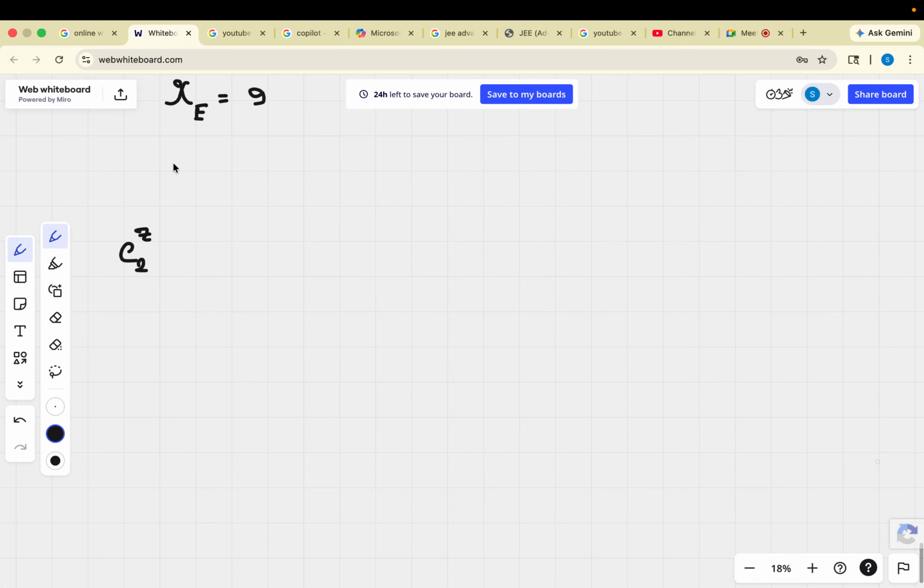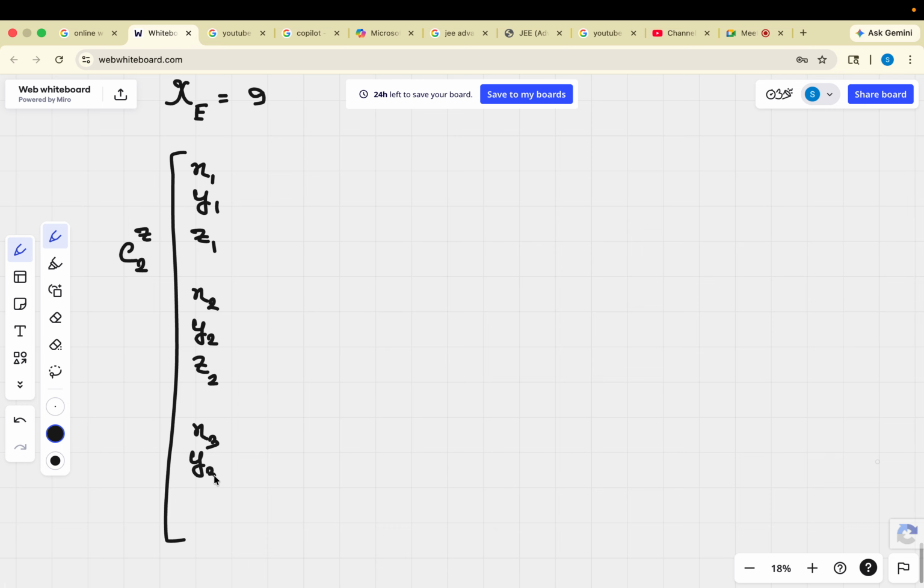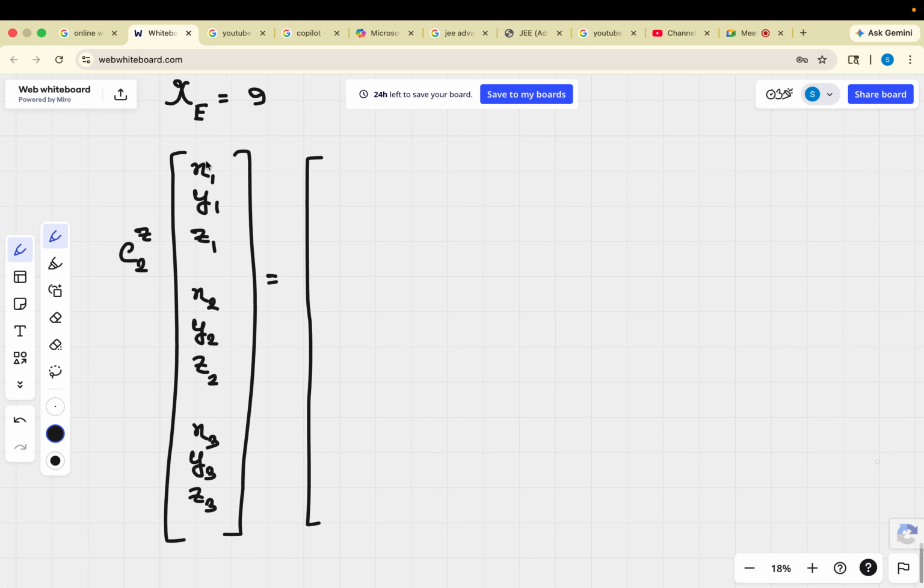Next you have C2Z. Okay, C2Z. So again I am applying here, so I have x1 y1 z1, next you have x2 y2 z2, and last you have x3 y3 z3. So if I operate this operator along this 3n coordinate system, first of all what you will get, along the z axis I am rotating, so x and y will change, right?